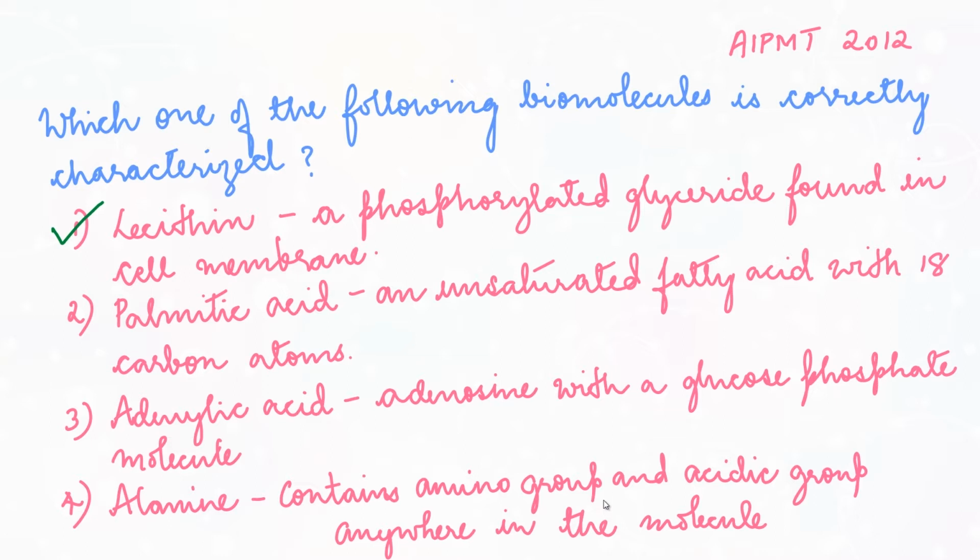So let's go through the other options and see why they are wrong. Palmitic acid is a saturated fatty acid and it has only 16 carbon atoms. Adenylic acid is adenosine with a phosphate group, and it is not with a glucose phosphate. There is no glucose in adenylic acid. So that is also not right. And option 4 says alanine contains amino group and acidic group anywhere in the molecule. This is also not right. It has the amino group and the acidic group attached to the C1 carbon, the alpha carbon. Therefore, that is also not a right option. And the only right option here is option 1.